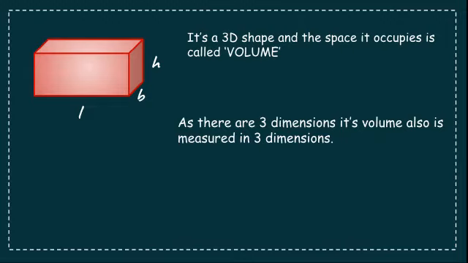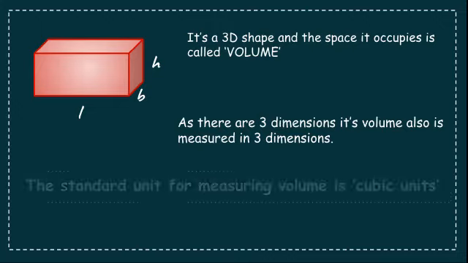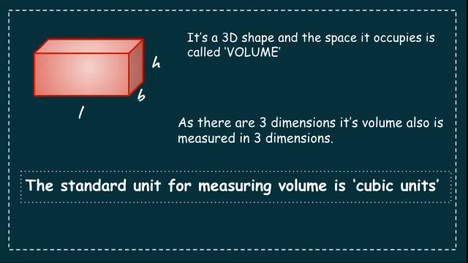So if we take the example of a cuboid, what are the dimensions of the cuboid? Length, breadth and height. That means three dimensions are needed to find the volume. So as three dimensions are needed to find the volume, it is also measured in three dimensions. Therefore, the standard unit for measuring volume is cubic units. For area, it is centimeter square or meter square. If we consider volume, as we are considering three dimensions, it will be centimeter cube or meter cube.